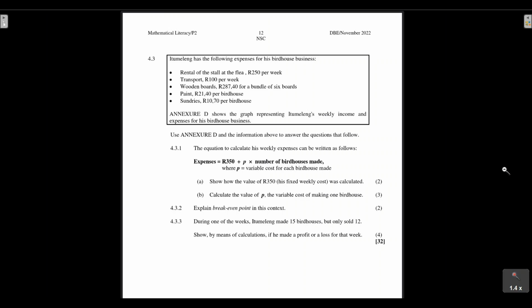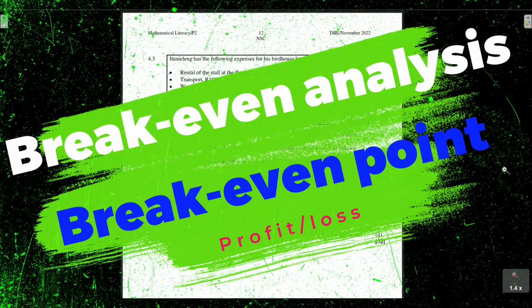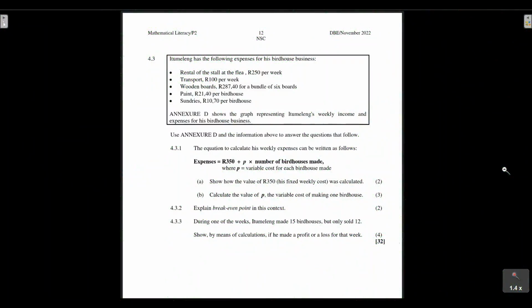So in the previous video tutorial, we had a look at question 4.1 as well as question 4.2, and I decided that I want to separate these questions from question 4.3, because with question 4.3 we're going to be dealing with a break-even analysis. I felt it was disconnected from those questions, so it was best to separate it.